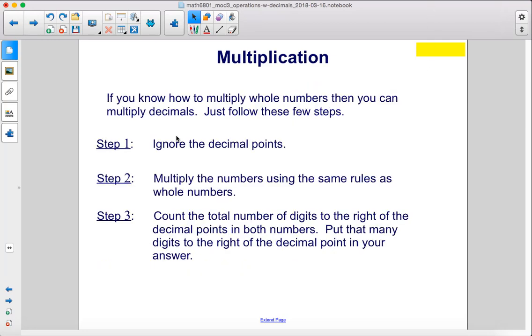If you know how to multiply whole numbers, then you can multiply decimals. Just follow these few steps. Step 1, ignore the decimal points. Step 2, multiply the numbers using the same rules as whole numbers. Step 3, count the total number of digits to the right of the decimal points in both numbers. Put that many digits to the right of the decimal point in your answer.